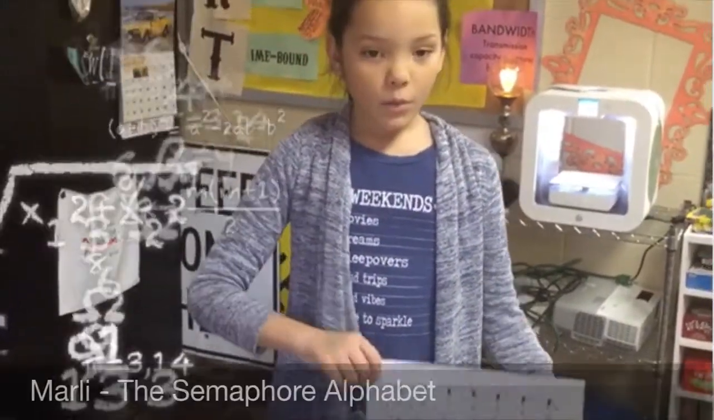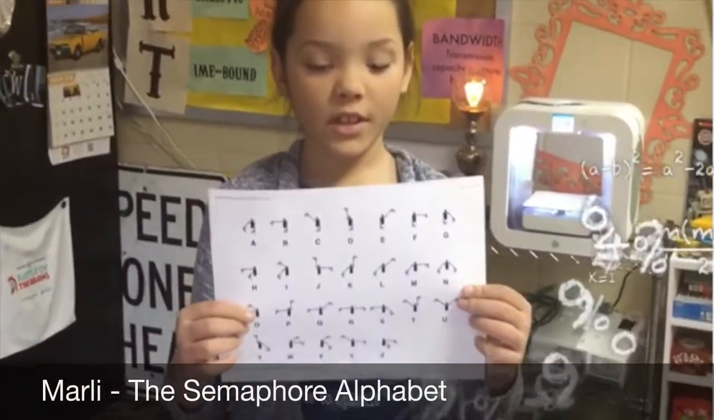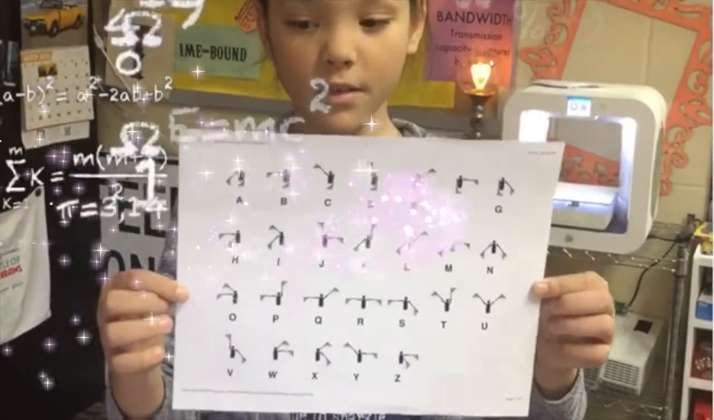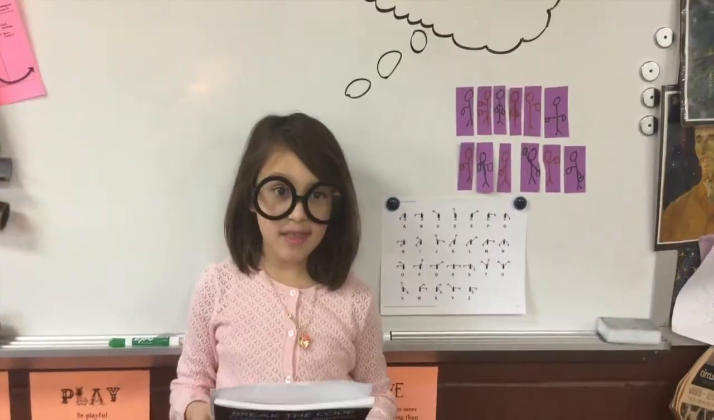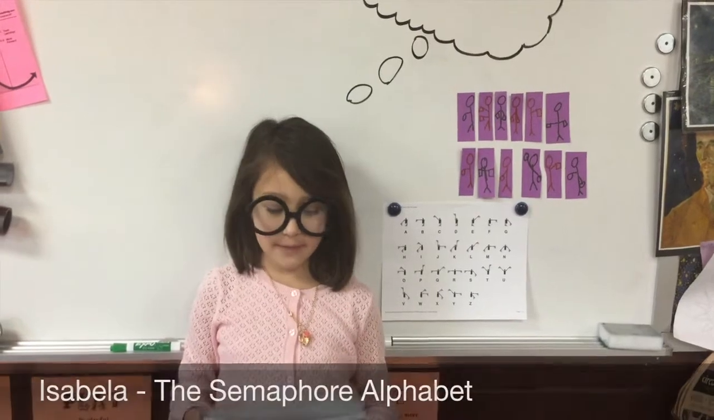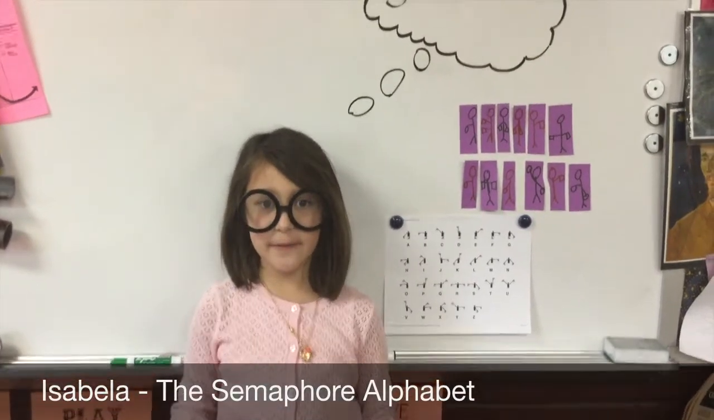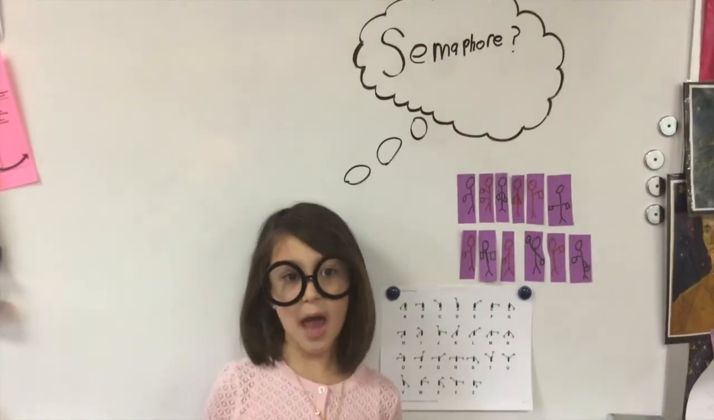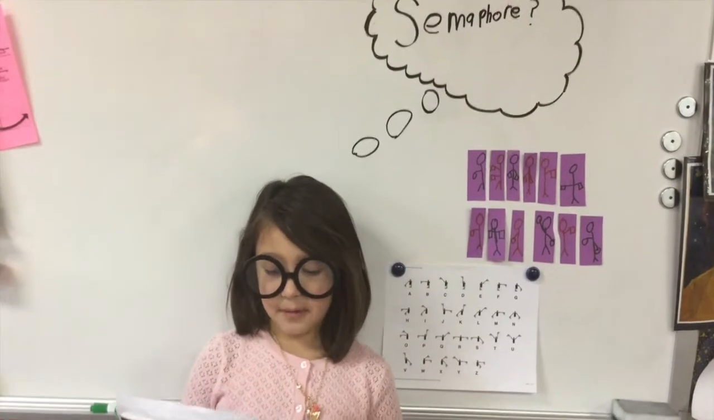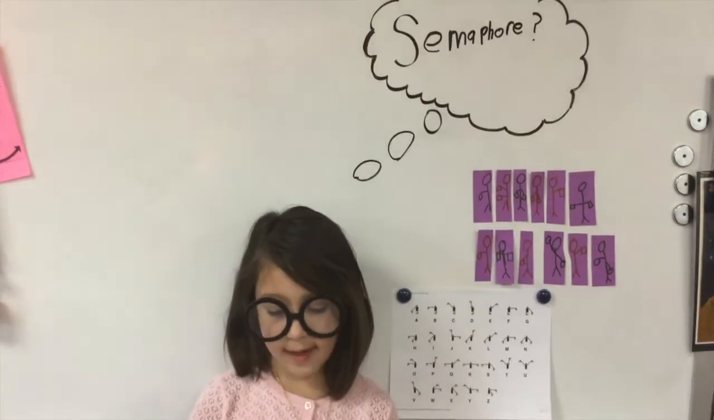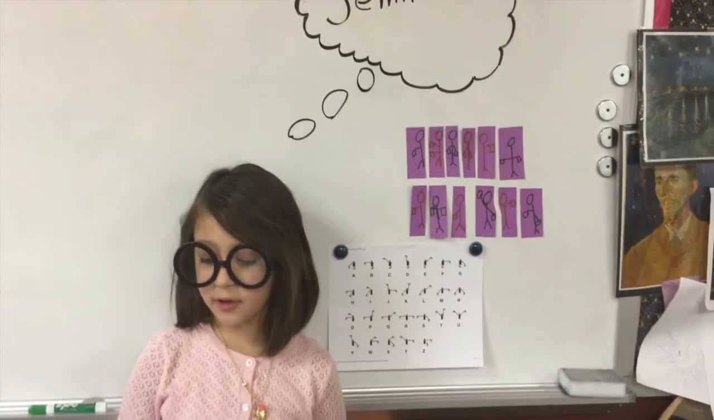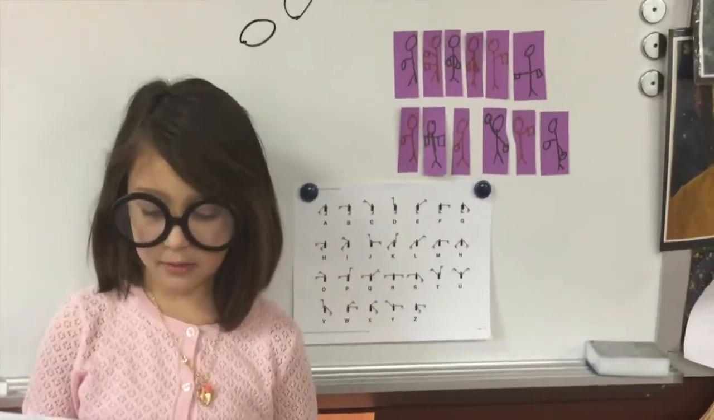We will begin with the one that I helped research, the semaphore alphabet. The classic semaphore alphabet was invented in 1792 in France. But still, how does it work? Well, by waving a pair of handheld flags from a distance in a particular pattern.